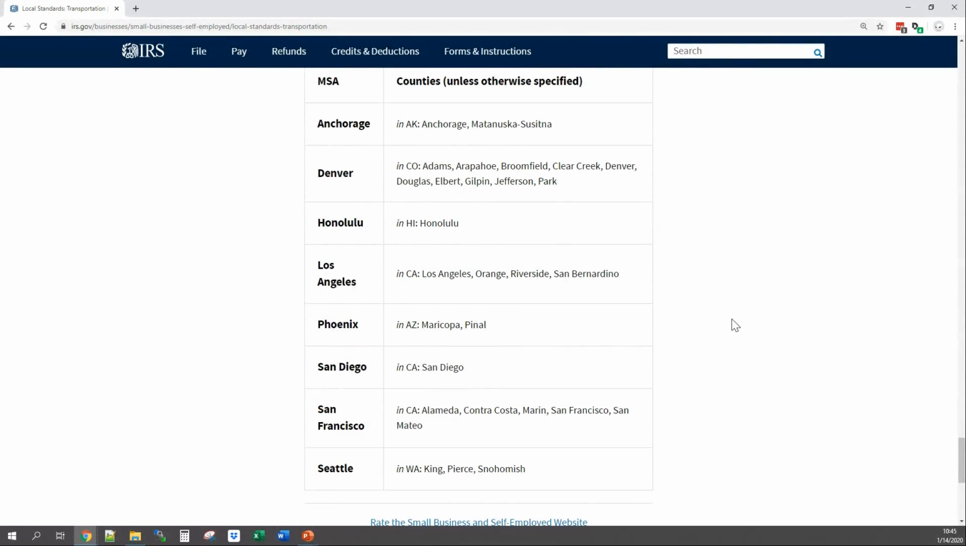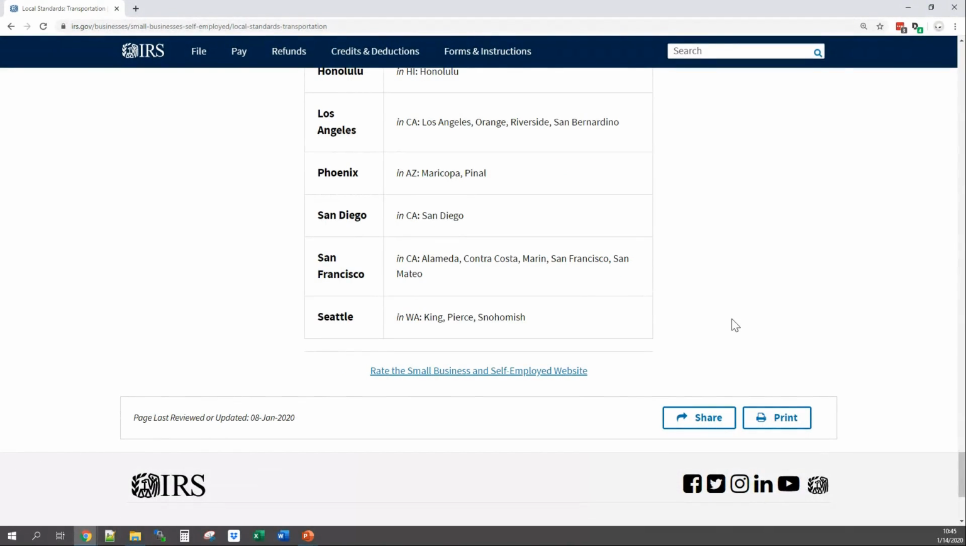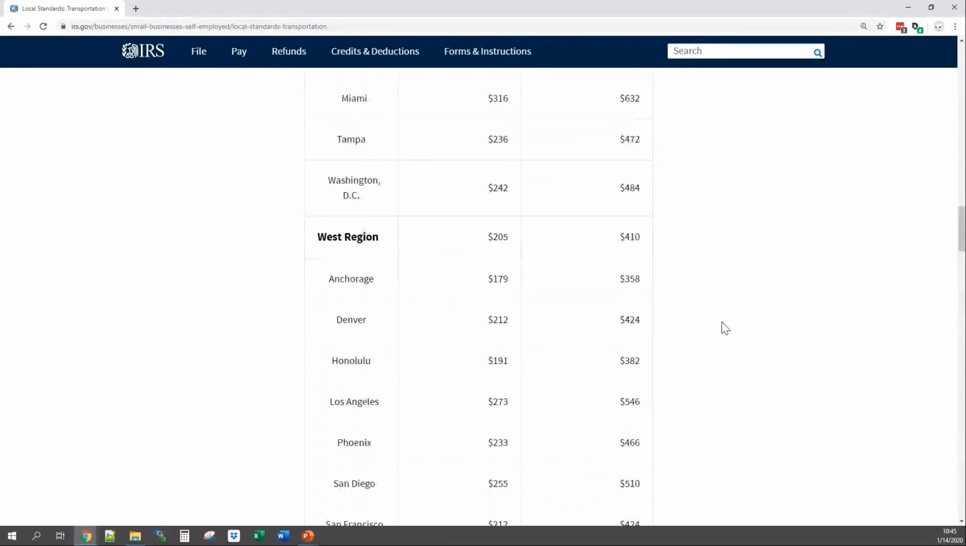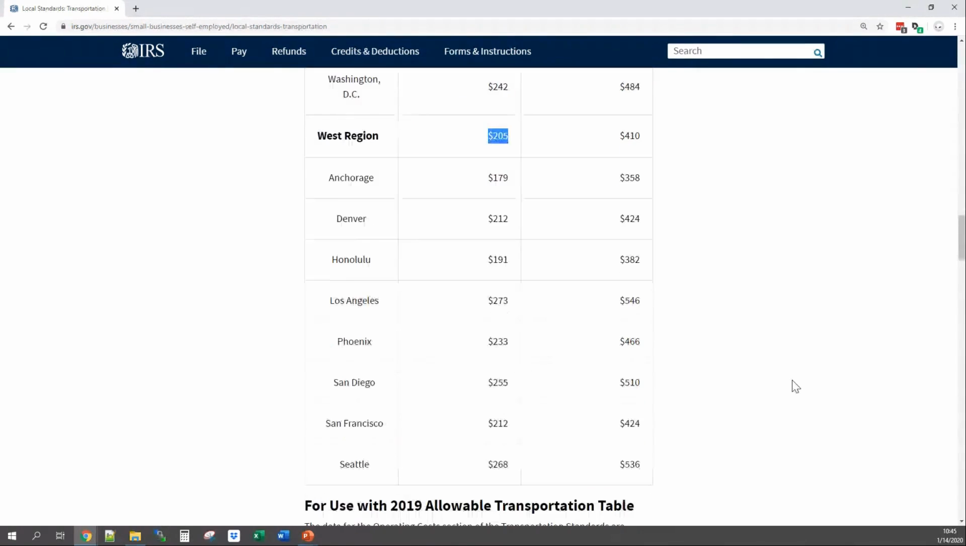Okay, so this is available for every census region and the county definitions for each of the major metropolitan areas. So I'll give you another example here. It's local to me. So I'm in Kitsap County of Washington. So if I had clients here, they would not be subject to the Seattle special allowance, okay? Because that's only King, Pierce, and Snohomish counties. And so I would use the West region dollar amount of $205 per car, okay, instead of the higher Seattle allowance.